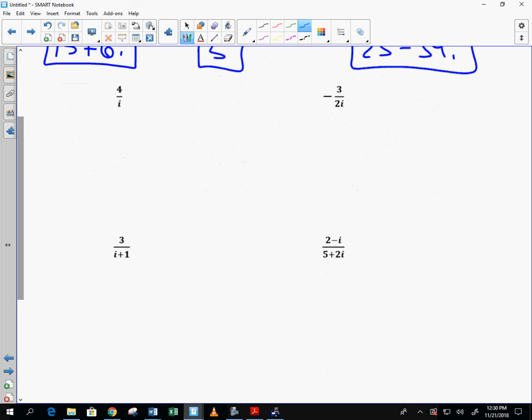Last, we talk about dividing. Now, as we look at 4 over i, again, we want to write it in the form of a plus bi. And it's currently not written in that form. Anybody know how I'll get rid of having an i in the denominator? Multiply top and bottom by i, because i over i is 1. So in the numerator, I get 4i. What do you get in the denominator? And 4i over negative 1 is negative 4i. Sweet.